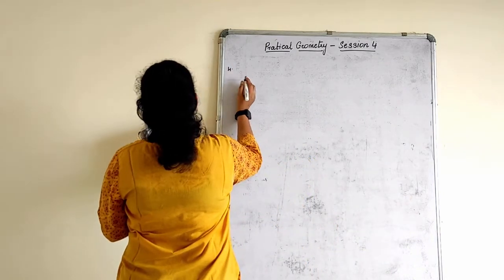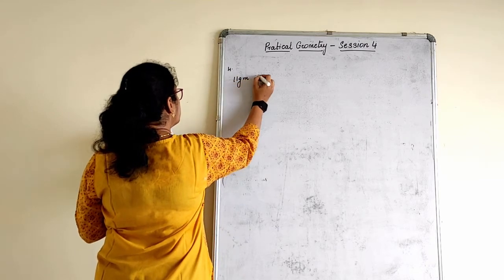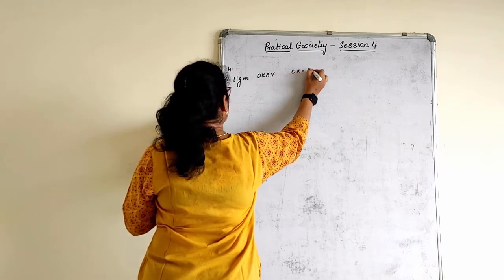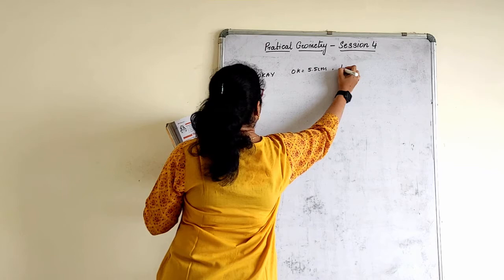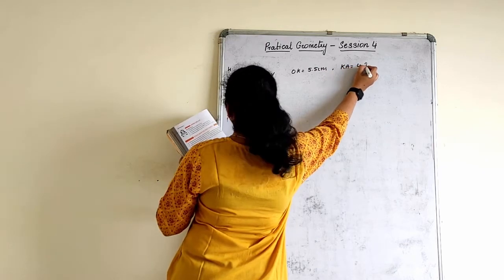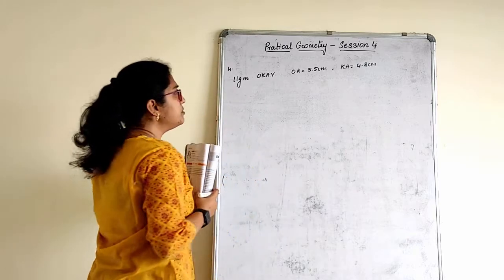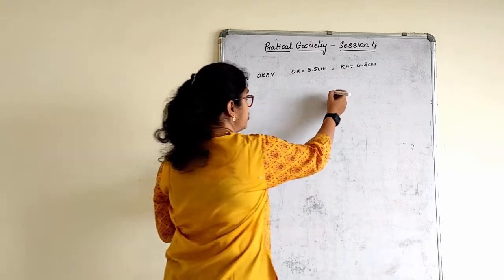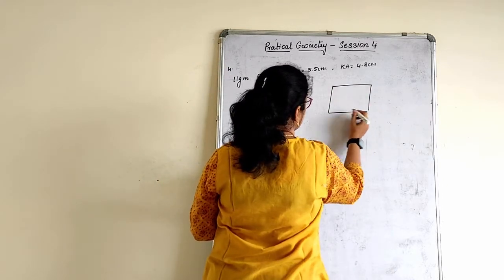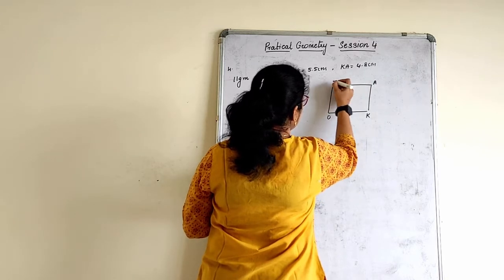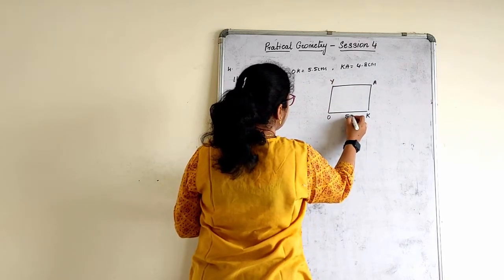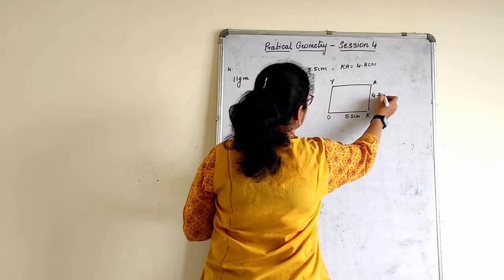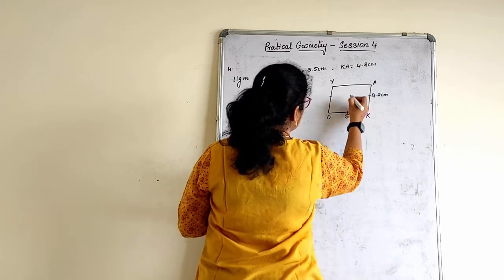Fourth one, a parallelogram OKAY with OK equal to 5.5 centimeter and KA equal to 4.5 centimeter. Is it unique? They have asked us. Unique means, is it a different type of parallelogram? Can we construct this? Let us check. OKAY, where OK is 5.5 centimeter and KA is 4.2 centimeter. These both are equal.